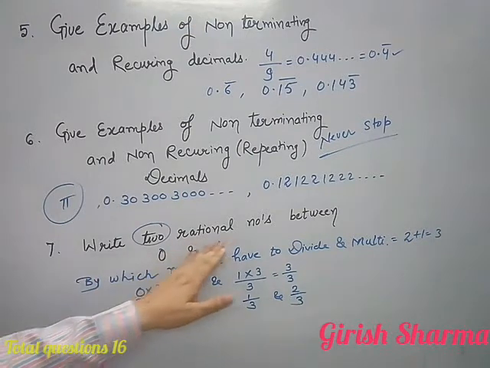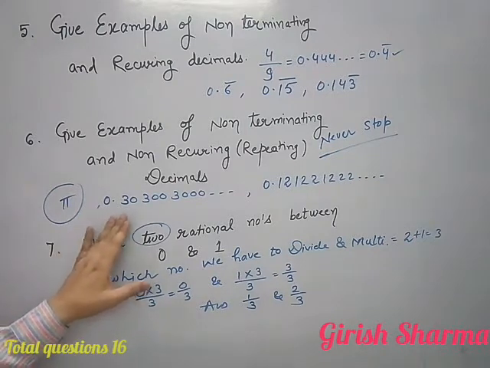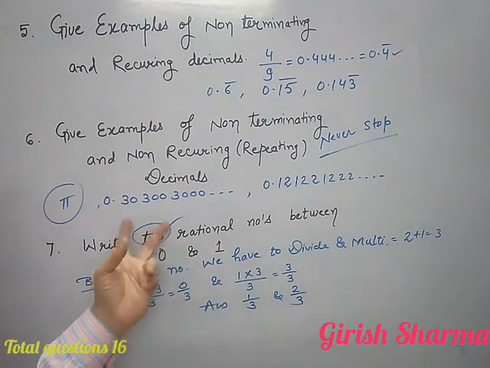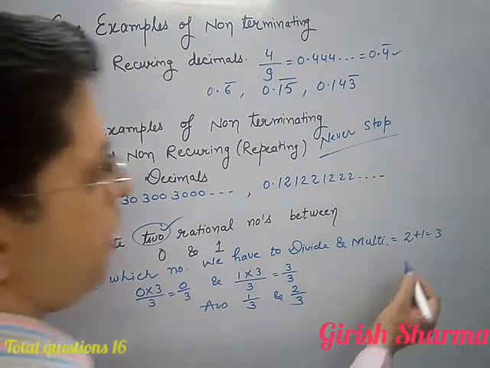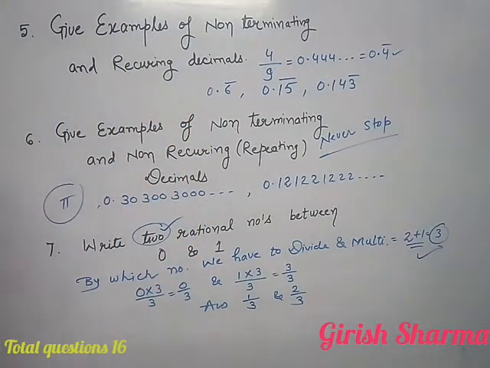Write two rational numbers between 0 and 1. And how to do it fast here? Think in the mind, you have to find two rational numbers. It means by which number we have to divide and multiply, because we have to find two rational numbers. 2 plus 1 means 3. By 3 you have to multiply and divide.